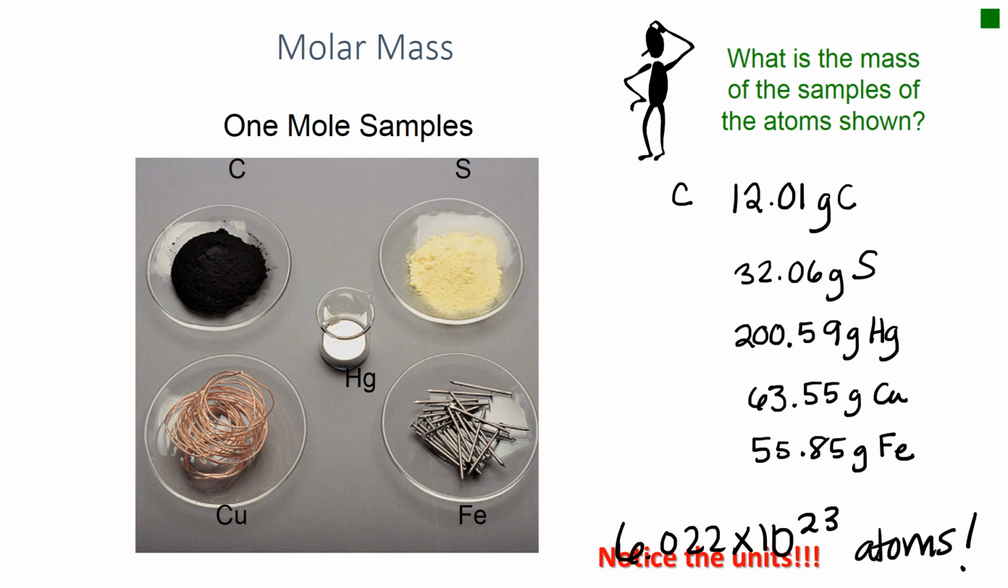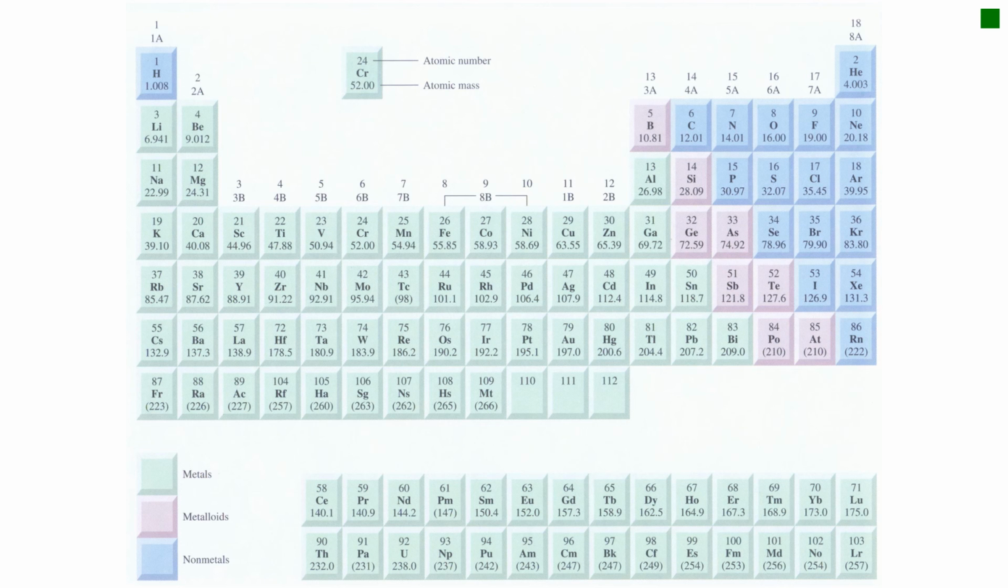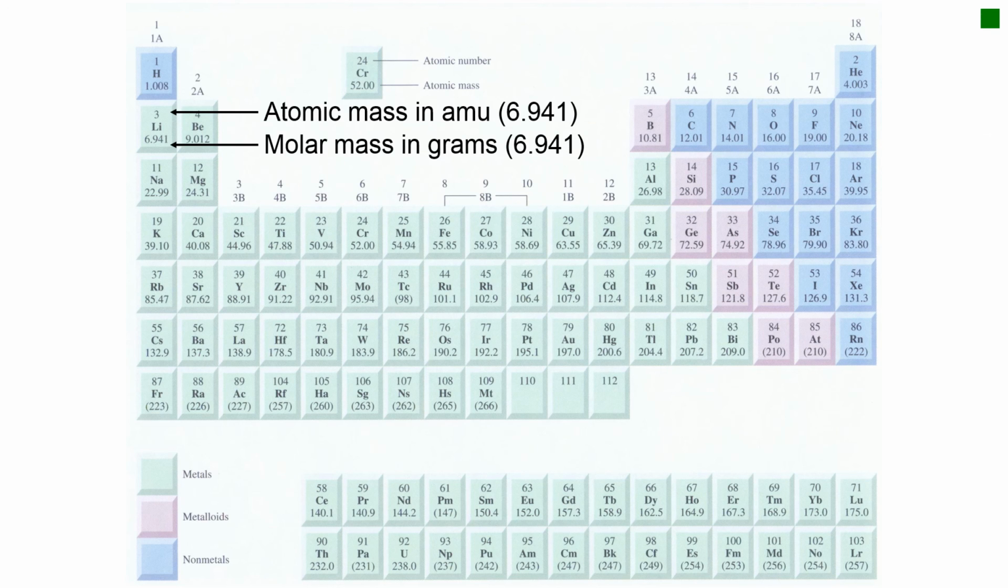Notice the units are all in grams. So just a quick review. The atomic mass of a single atom has units of AMU, and the molar mass, as you say the word molar, you're going to have units of grams.